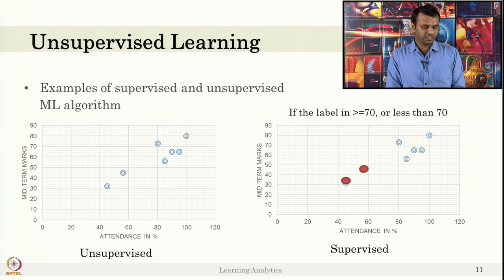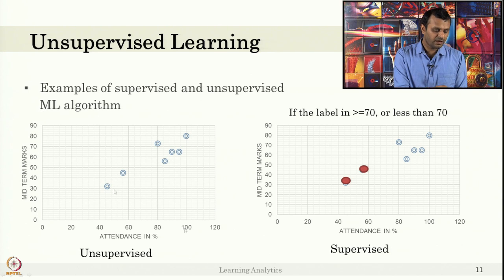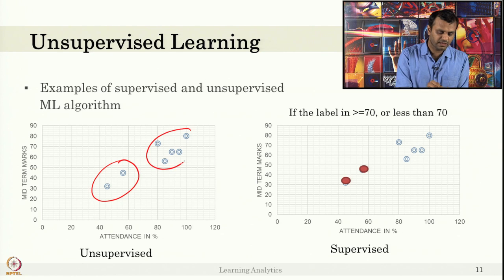So in a nutshell, there's a difference between unsupervised learning and supervised learning. Consider we have attendance in percentage and midterm marks. If I plot that on the x and y axis, I have plotted like this. And I have no idea which group each student belongs to. So if I apply a grouping algorithm or clustering algorithm, I can group this as one group and this as a second group. Or if I want to apply further, these two groups may not be correct. I want to apply three groups.